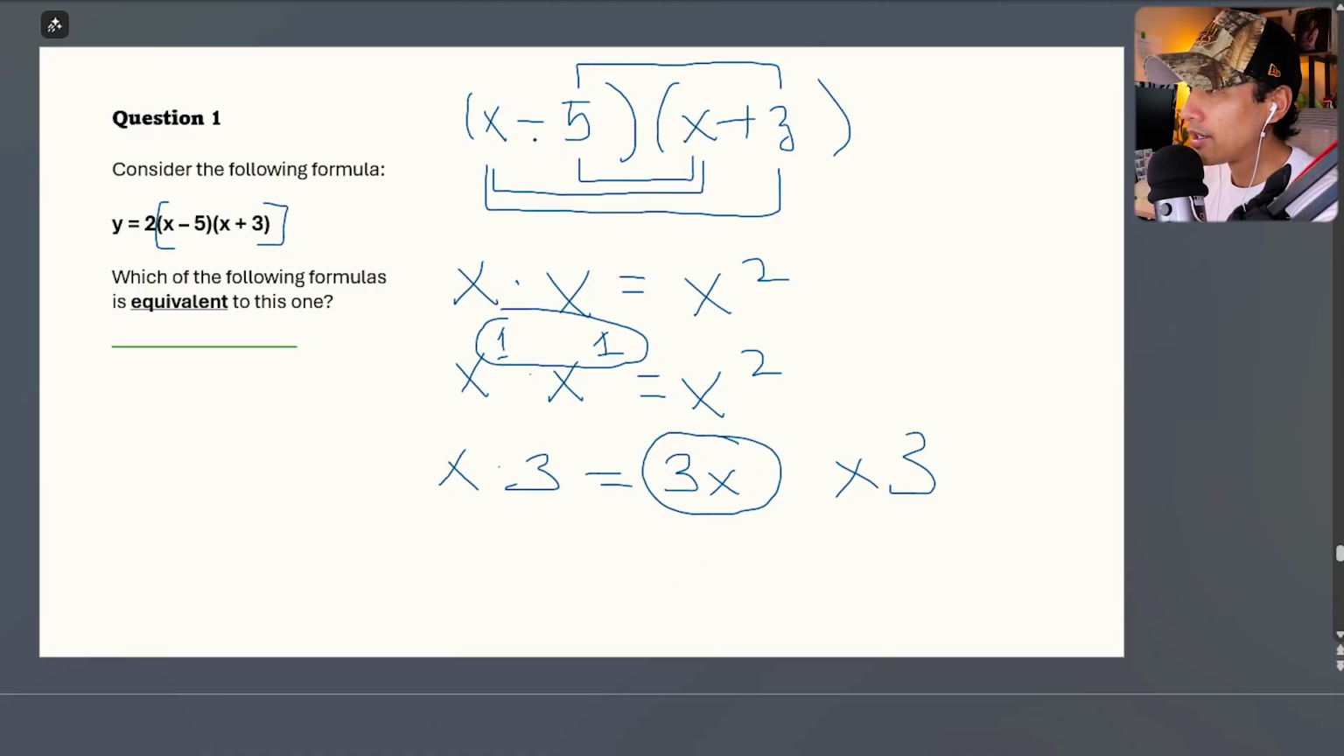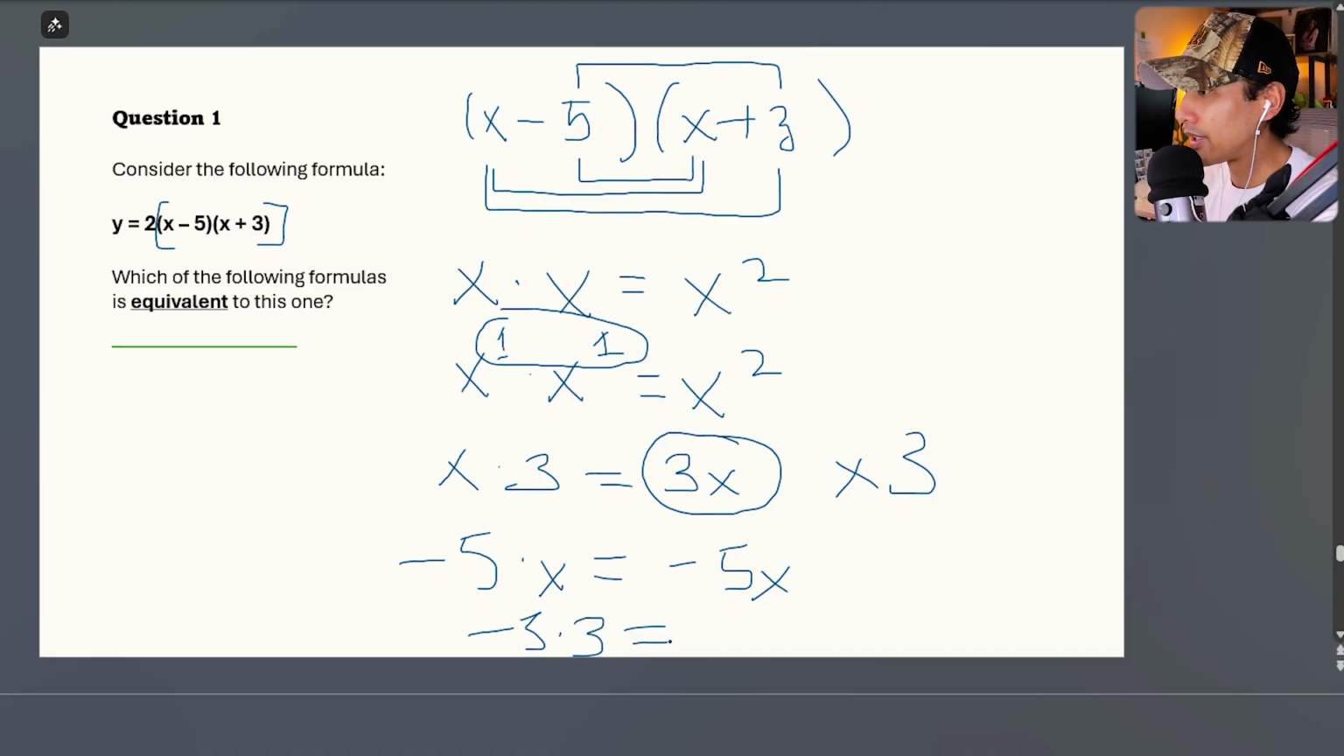Okay, moving on. Negative 5 times x equals negative 5x. And then negative 5 times positive 3 equals negative 15. So what we're left with is x squared, 3x, negative 5x, and negative 15.